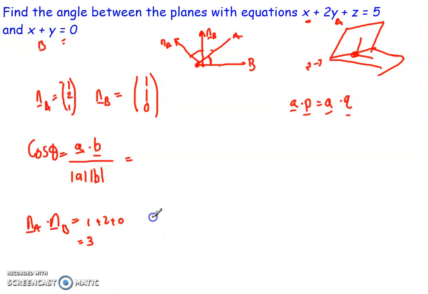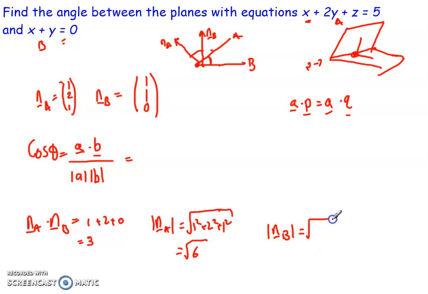My magnitude of A, so magnitude of NA, that's given by the square root of 1 squared plus 2 squared plus 1 squared. So that's 4 plus 1 plus 1. That there equals the square root of 6. The magnitude of the second normal, magnitude of NB, that's going to be given by the square root of 1 squared plus 1 squared. I can just ignore the 0. So that's then going to be given by root 2.